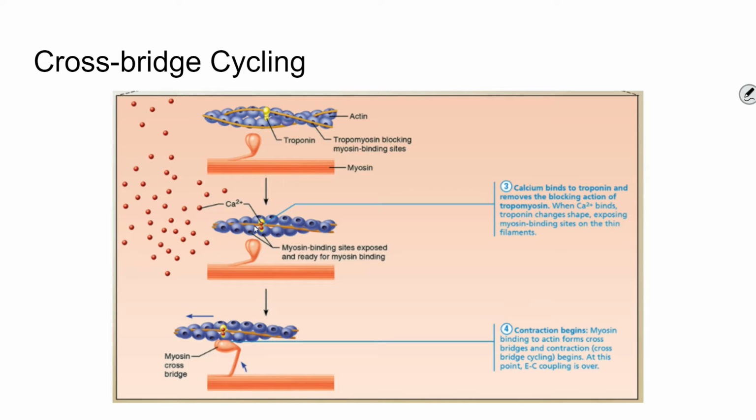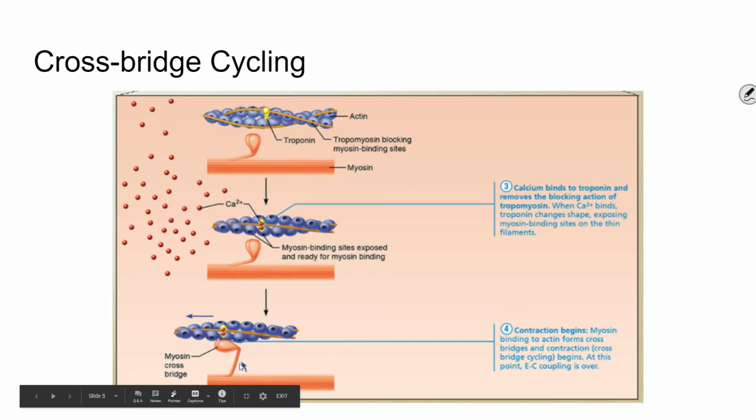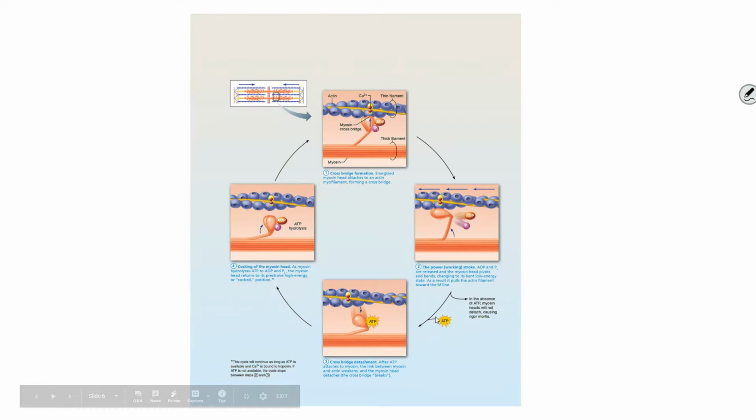And then guess what happens? Myosin binds to them. When myosin binds to them, it causes this bridge here, which causes myosin to pull on actin. And when myosin pulls on actin, it causes the whole sarcomere to grow closer to one another.